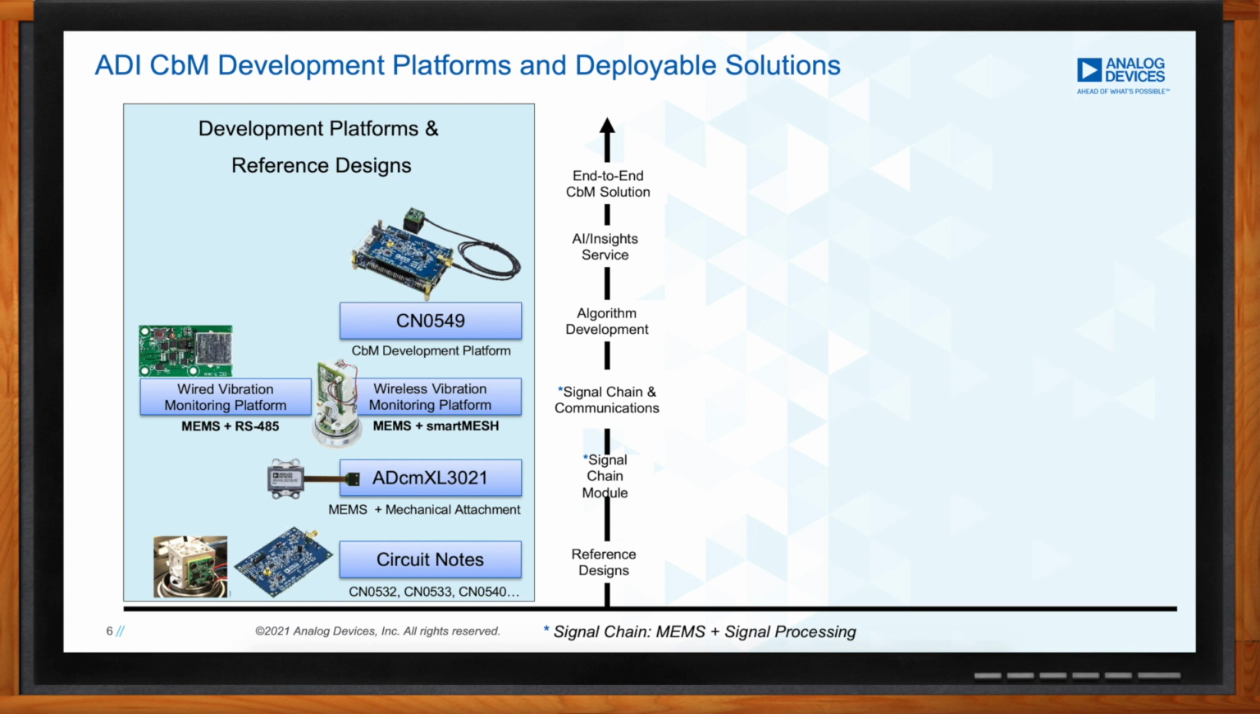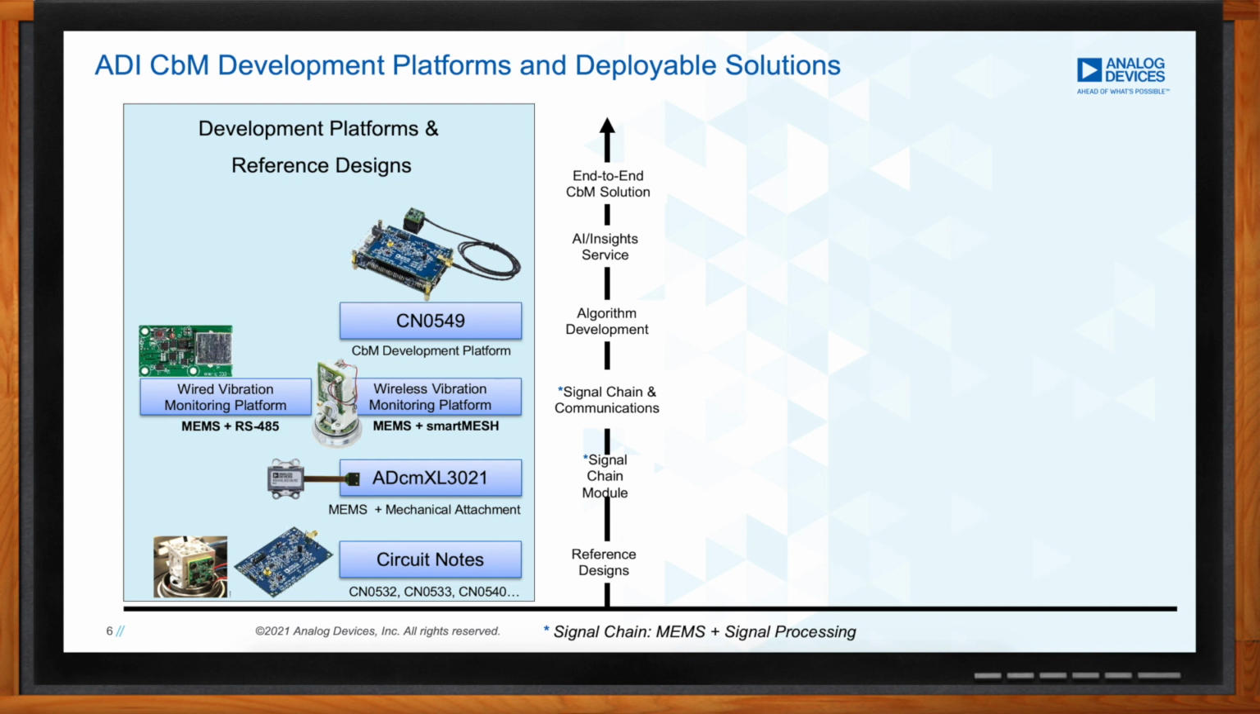So on the left-hand side, we start at the bottom and we move upwards. On the bottom left, we have circuit nodes. A circuit node is where ADI is providing a hardware solution that is proven in the lab, where we're showing combinations of our technologies. So for example, CN0532 is where we showcase our industry-leading MEMS sensors like ADXL1002 with an IEPE interface. IEPE stands for Integrated Electronic Piezoelectric interface. So this would be used by customers who potentially want to replace piezo sensors. CN0533 is very similar, but in this case, it's a 4 to 20 milliamp interface.